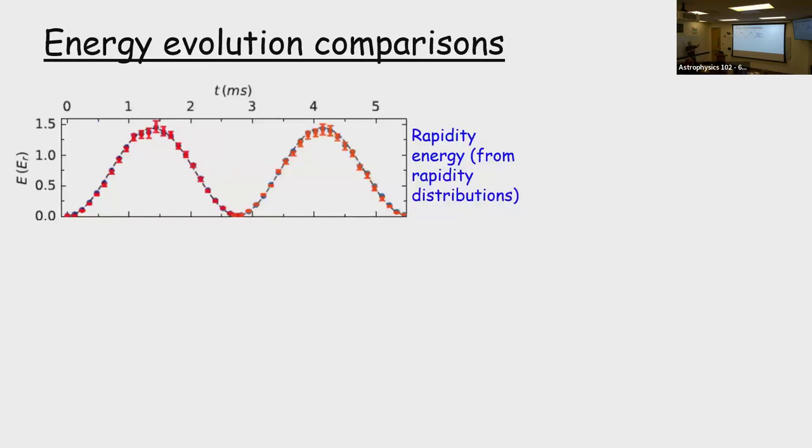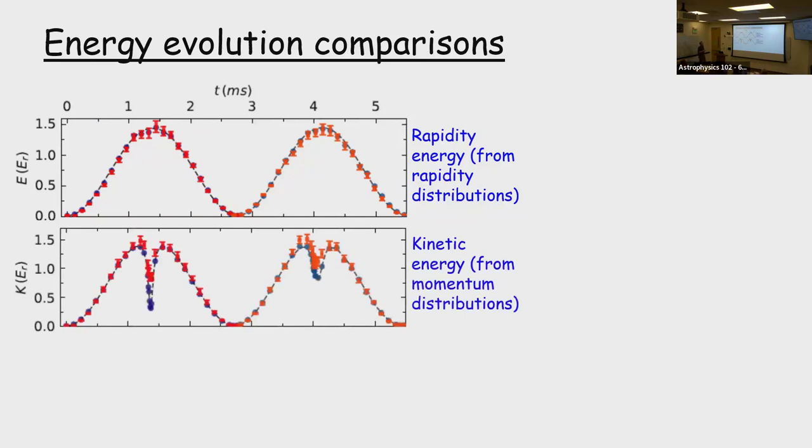If you look at the evolution of the energy, you get the energy by just adding up the rapidities, weighted as the square of the rapidities, that's the rapidity energy. You see it oscillates in a way that repeats with the theory. We can measure the kinetic energy by measuring the momentum distribution instead of the rapidity distribution. It also agrees well, although you can't actually measure the momentum distribution, you can infer where the kinetic energy should be. And it agrees well, except for the highest density points, because at the highest density points, you can't turn off the traps fast enough to not have some evolution of the energy in that time. But once it's past the high density point, it gets back to the curve.